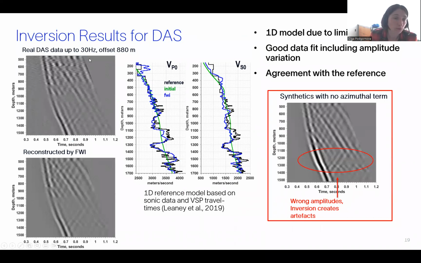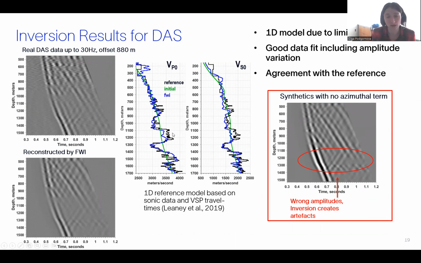We go to quite low frequencies here, up to maybe 30 Hertz, and this is the result for the inversion of only the fiber part of the data. You have real data here, and this is an example of how it is reconstructed by FWI. Direct waves, reflections, conversions, they are all present in the synthetic data as well. And this is the comparison of the result with, it's not actually sonic data, but the model based on sonic.